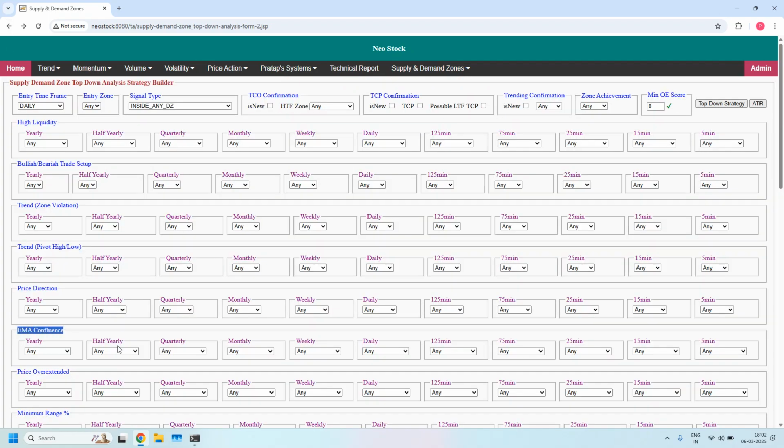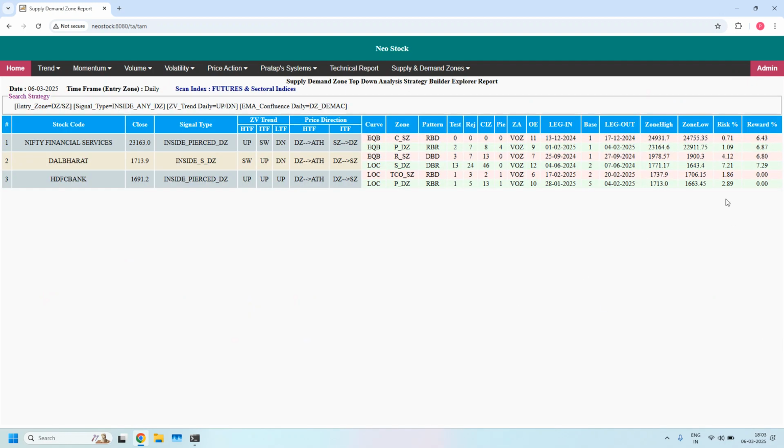Let's verify. EMA Confluence at daily, I'm setting the filter daily demand zone having daily EMA Confluence, and trend on the daily time frame should not be sideways. It can be up or down. With these filters, we got 3 stocks. And these 3 daily demand zones are having daily EMA Confluence. Out of these 3, 2 are pierced zones.